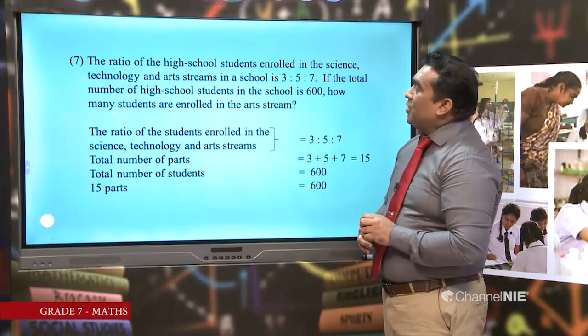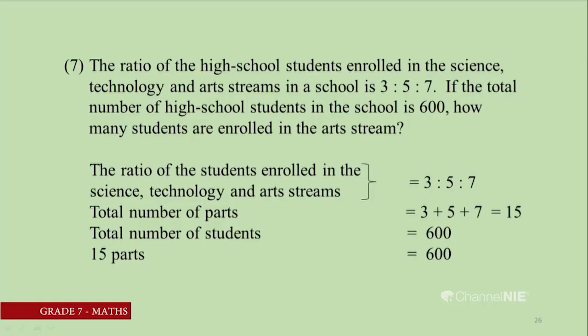Now, the ratio of the high school students enrolled in the science, technology and art streams in a school is 3 is to 5 is to 7. If the total number of high school students in the school is 600, how many students are enrolled in the art stream? Then what to do?